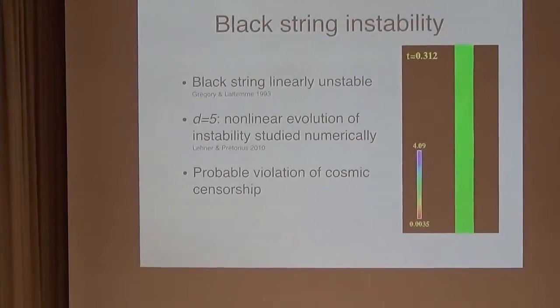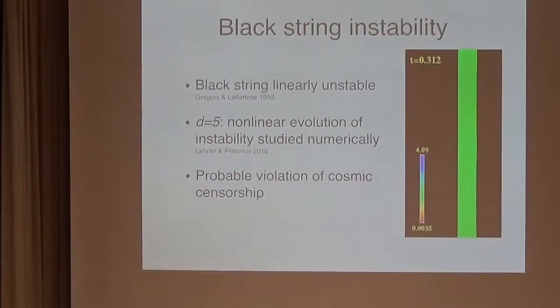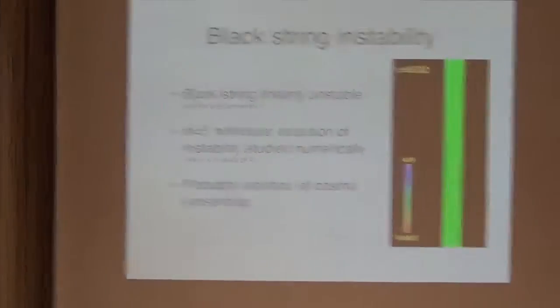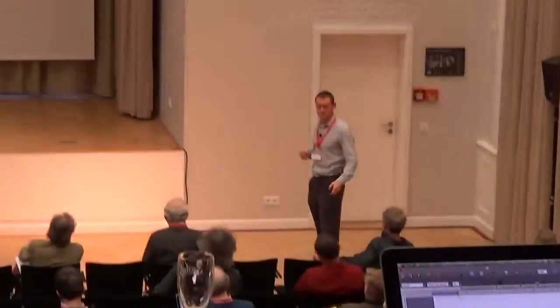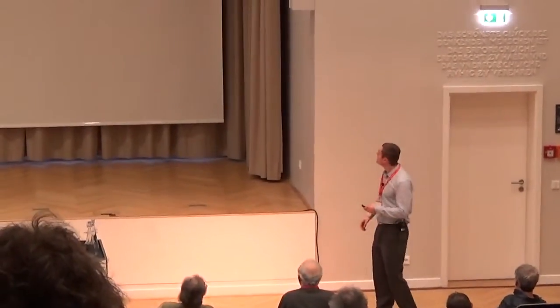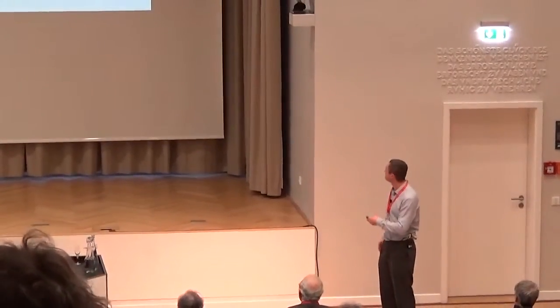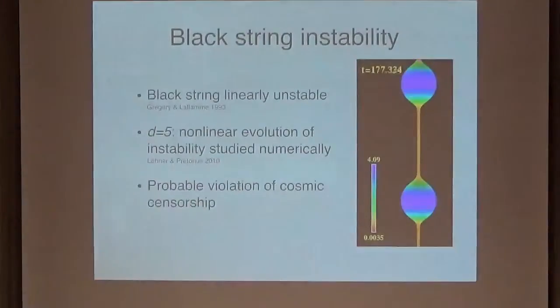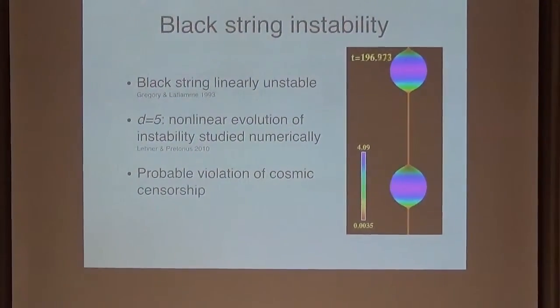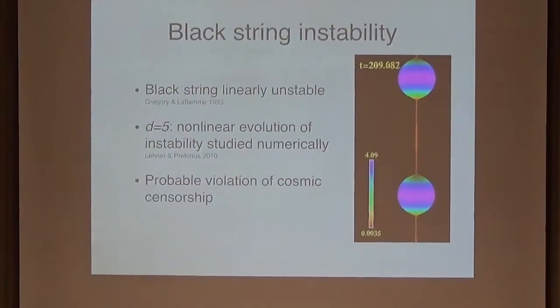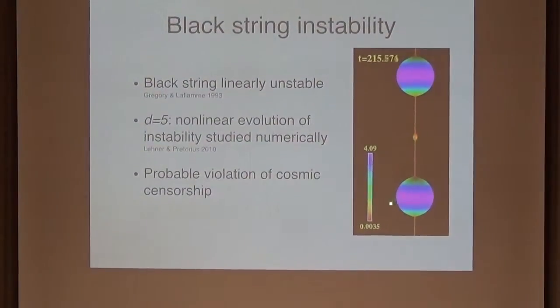So pinching off of horizons is impossible classically without violation of cosmic censorship. It's for the same reason that black holes can't bifurcate in 4 dimensions. So the question is, does that actually happen? So here we go. There we can see the horizon becoming very inhomogeneous, and it looks like it wants to pinch off, but we've still got this very thin neck connecting these 2 large black holes.